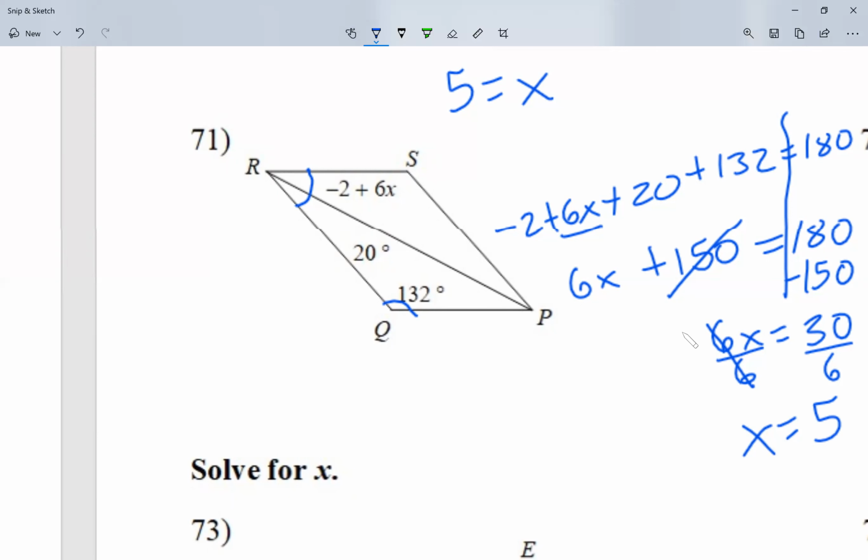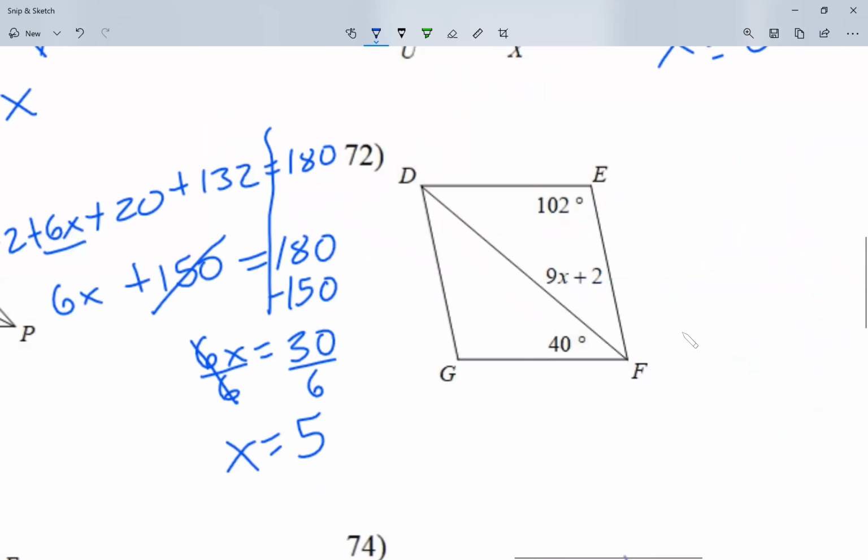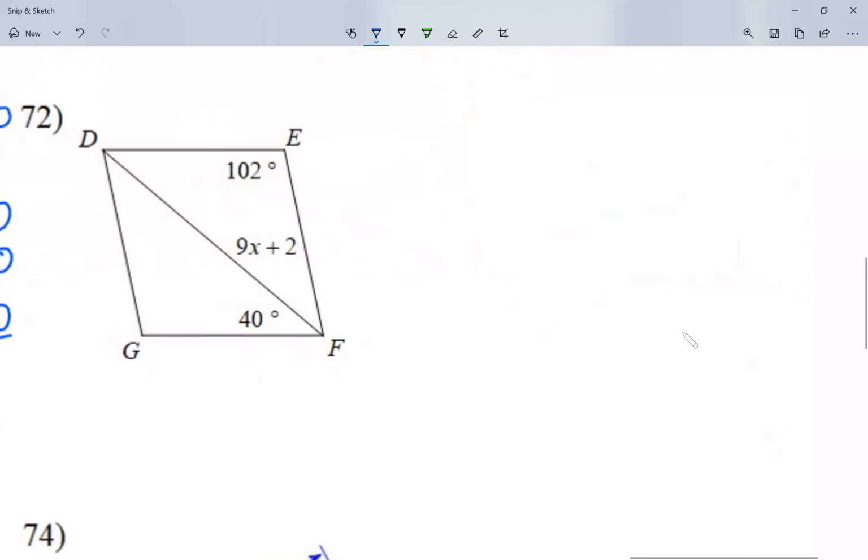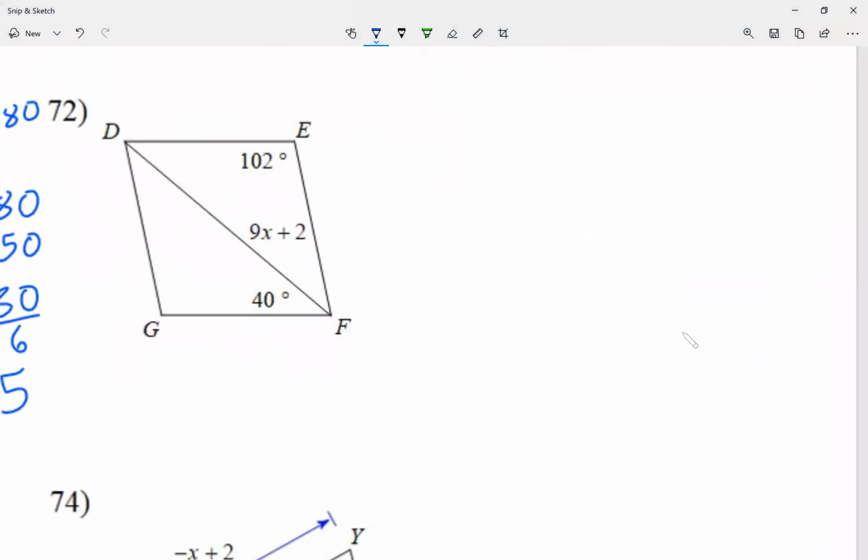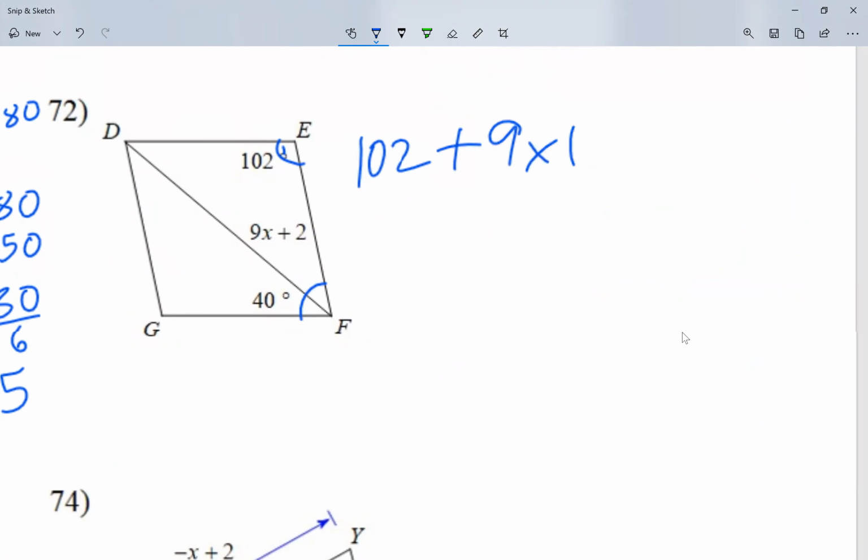All right, let's do it again. Let's take a look at number 72. Remember, you can always pause the video. So looking at entire angle E, I'm looking at angle E is 102. But then I'm looking at the entire angle F. All right, I'm going to add 9x plus 2 plus 40. I'm going to say in this case, it is equal to 180.